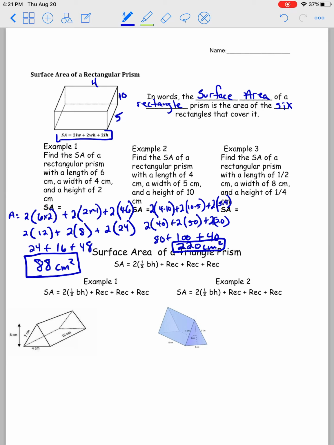Okay. In the essence of room and everything, we're going to go ahead and skip that one. We're going to go down to the triangular prism. We don't have a lot of room up there. If you'd like to try that one later, please go ahead.